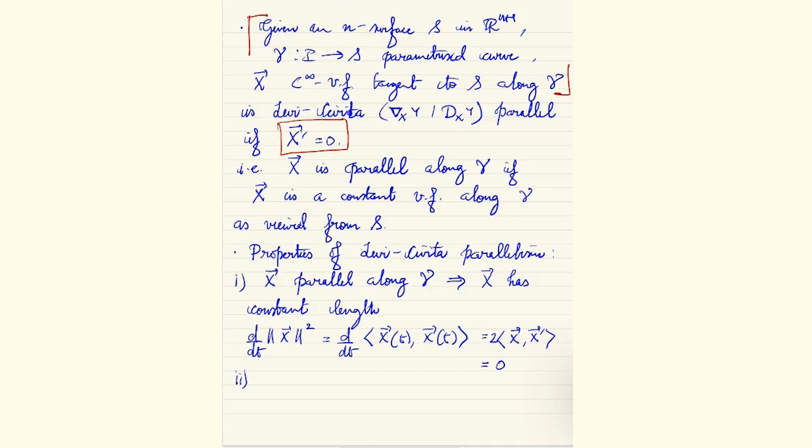Now, a similar computation: if you take two vector fields which are parallel along the curve gamma, so parallel vector fields along gamma, this implies (maybe I write these proofs in brackets) that the inner product is actually constant along the curve.